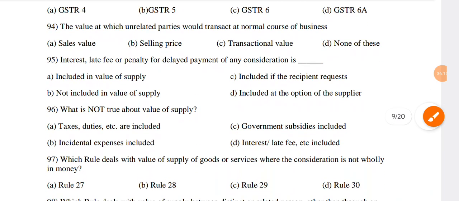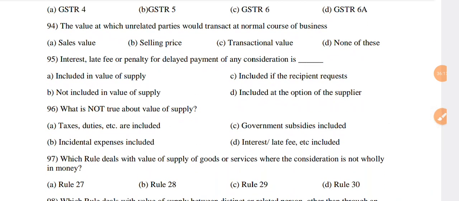Next question, interest, late fee or penalty for delay in payment of any consideration is dash. A, included in value of supply, B, not included in value of supply, C, included if the recipient requests, and D, included at the option of the supplier. And the correct option is A.